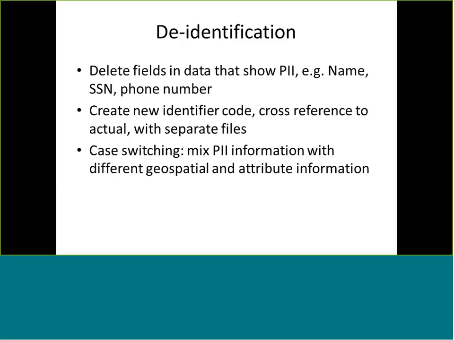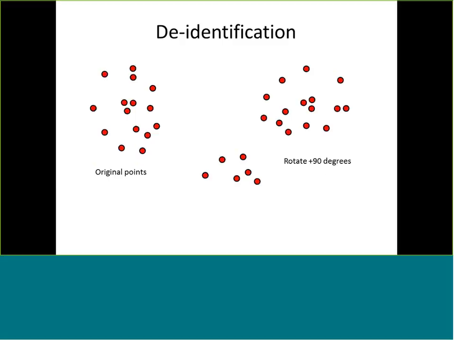Another example that's fairly common is to leave the PII intact or reasonably intact, perhaps just leave a last name intact, but to mix it up with the spatial information so that the attributes associated with the data are still present, but they're in the wrong order, so we can no longer associate an individual with their exact geographic location.